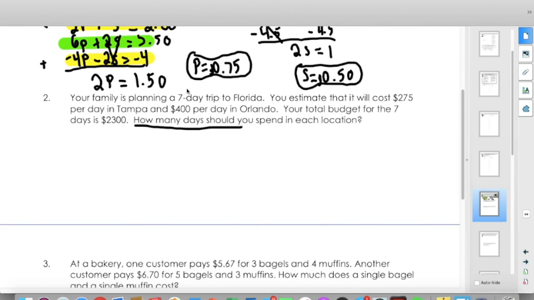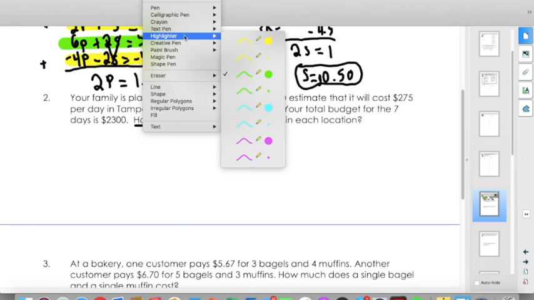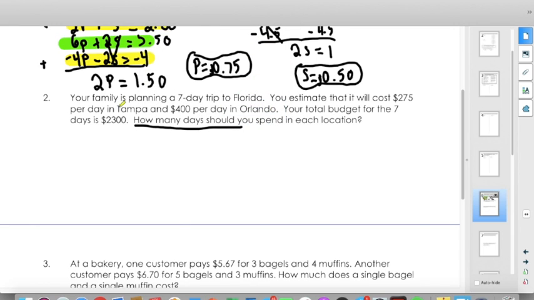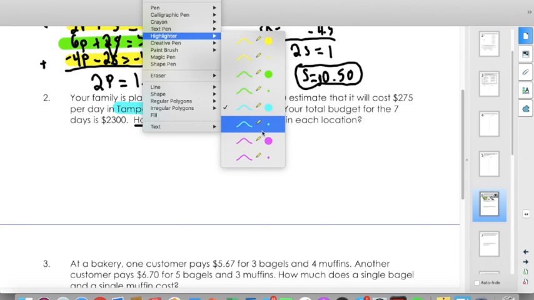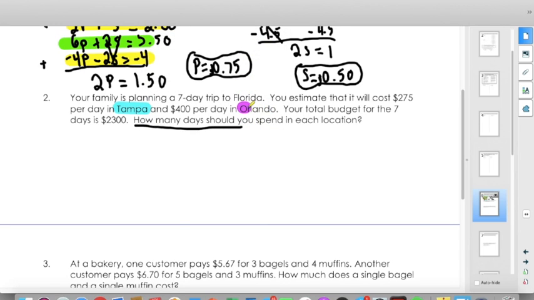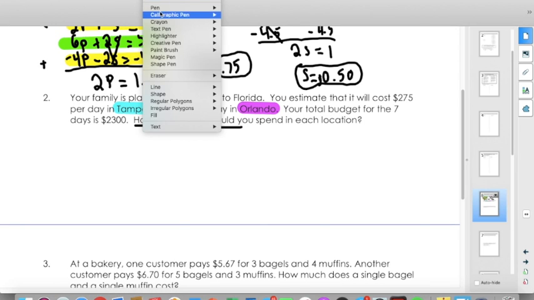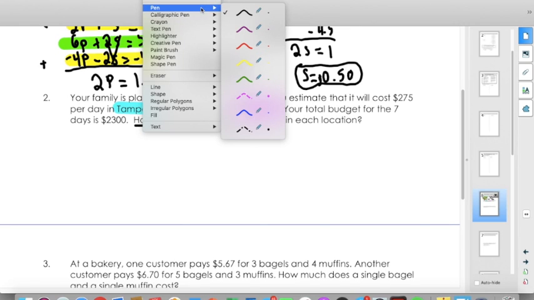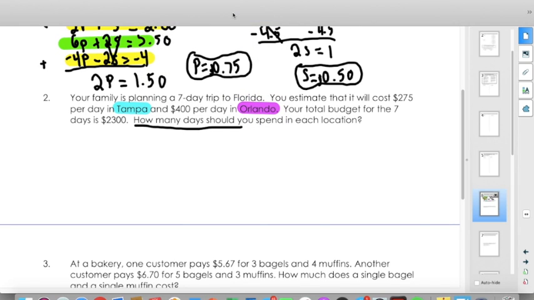Well, again, we're going to Florida, and then we're spending $275 per day in Tampa, and we're spending $400 per day in Orlando. So that should tell you what our two letters are going to be. It's really up to you what letters we do.